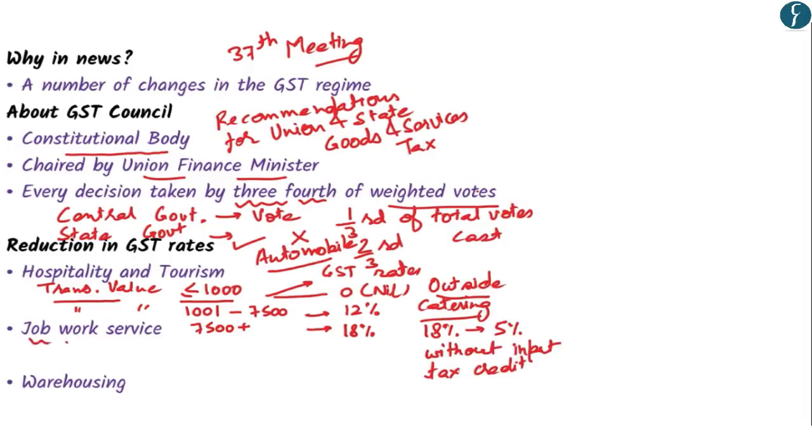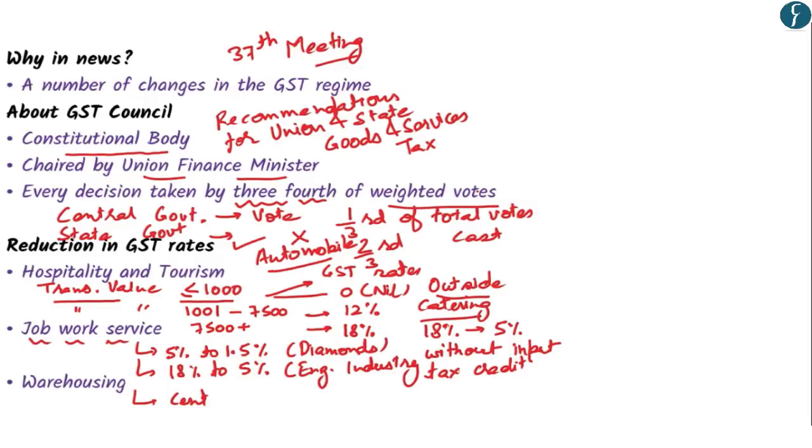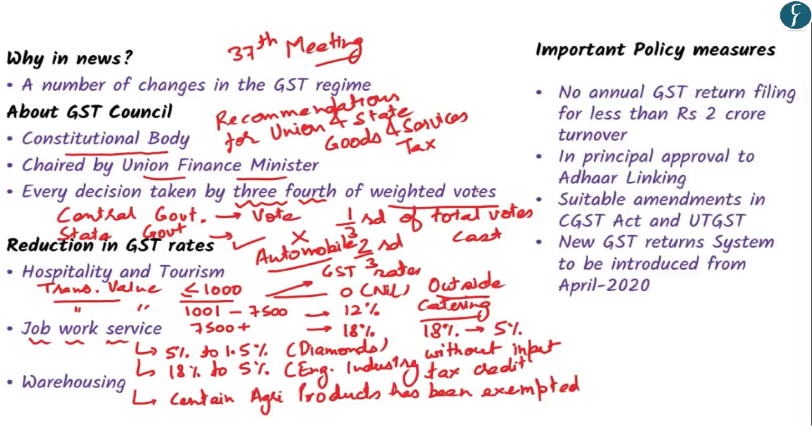Similarly, for job work services, the GST was reduced from 5% to 1.5% on supply of job work services in relation to diamonds. And the GST was reduced from 18% to 5% for job work relating to the engineering industry. As far as storage and warehousing of certain agricultural products is concerned, payment of GST has been exempted. The important policy measure announced is that the GST Council has done away with the requirement of filing annual GST returns for taxpayers with up to rupees 2 crore turnover in order to reduce the compliance burden.